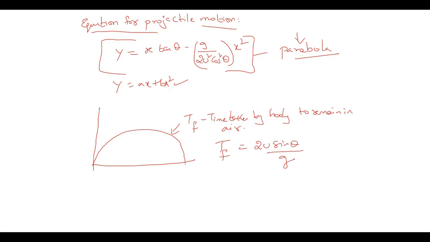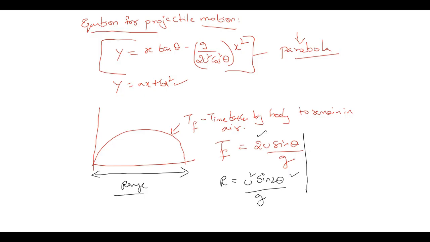Then the maximum displacement along the horizontal direction is known as range. The formula for range, R is equal to u square sin 2 theta by g. Then the relation between R and T, that is R tan theta is equal to 1 by 2 gt square. This is the relation between R and T.